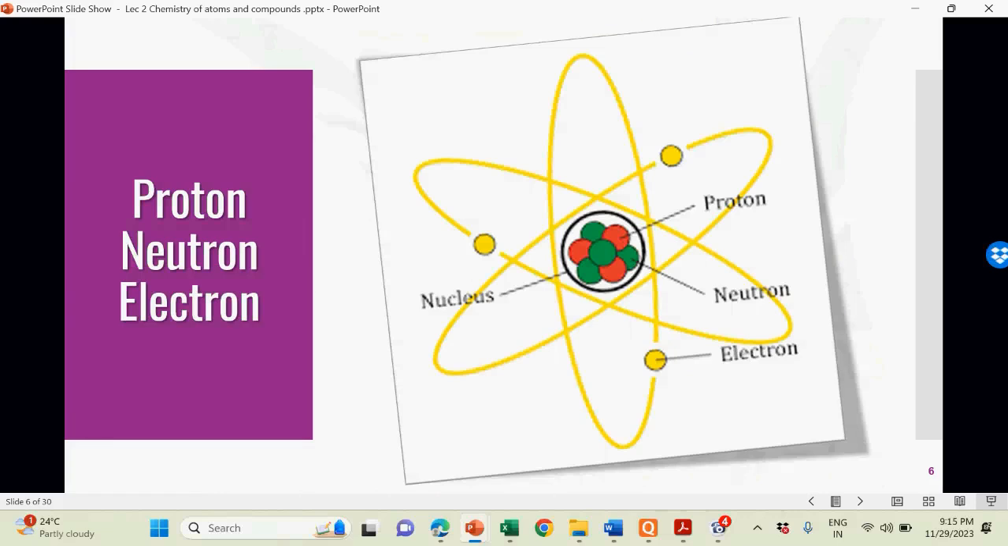This is a representation of how the electrons, neutrons, and protons are found in the atom. As you can see, the black circle represents the nucleus of the atom, and the inside content are the protons, the red balls, while the neutrons are the green balls. We mentioned that the protons are positively charged, neutrons are neutral, and the electrons, with the yellow color, are outside in different energy shells.